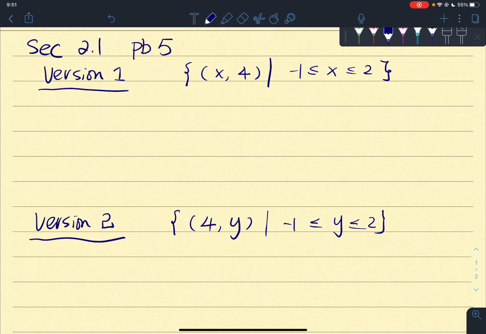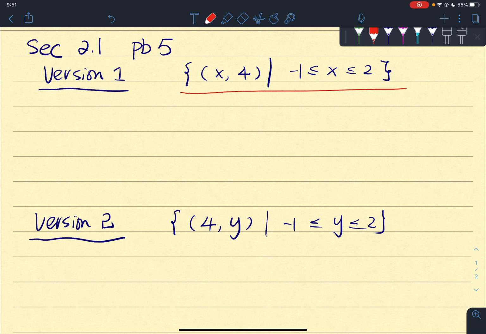Okay, I want to discuss the homework problem in section 2.1, problem number 5. You have two different versions, depending on which one you have. The problem might be slightly different and a little bit more interesting to discuss. So the first version I have here is the expression given in this way, and we were trying to figure out whether this is a function or not.